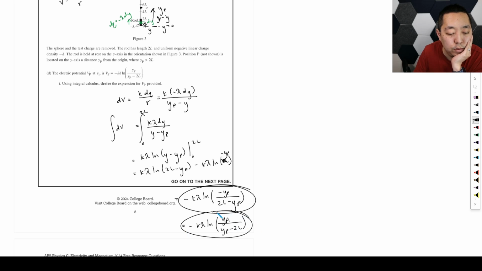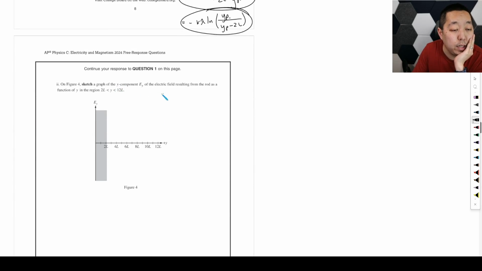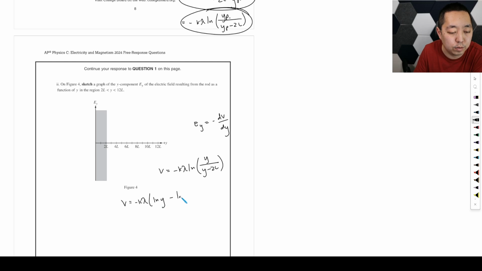Okay, cool. Finally, sketch the graph of the y component of the electric field. So Ey is just going to be negative dV dy of this part here. Our potential is really negative k lambda ln of, instead of yp, just call it y, over y minus 2L. Now, I think it is easier to do the derivative if you separate this ln of y, not combining it into a single fraction.